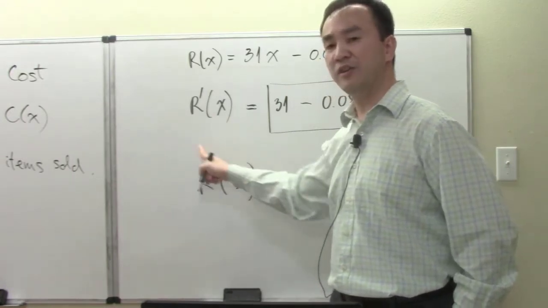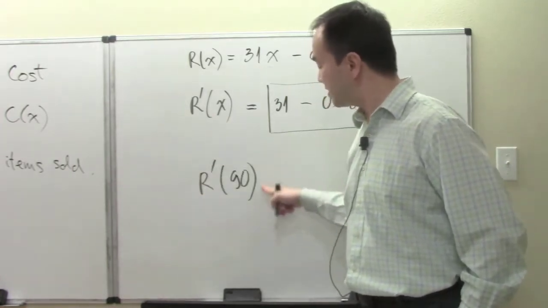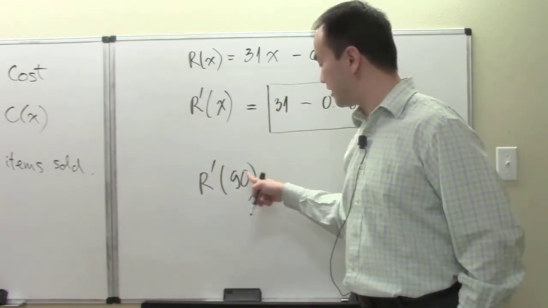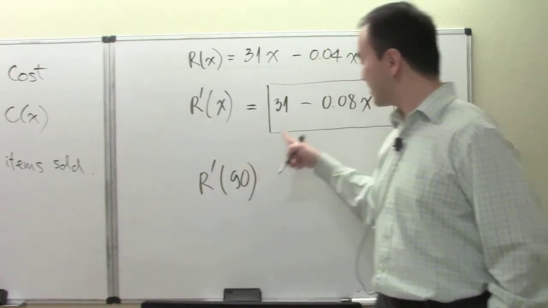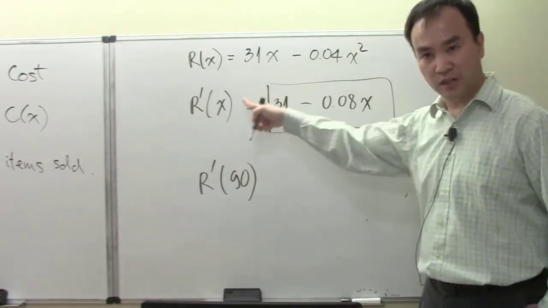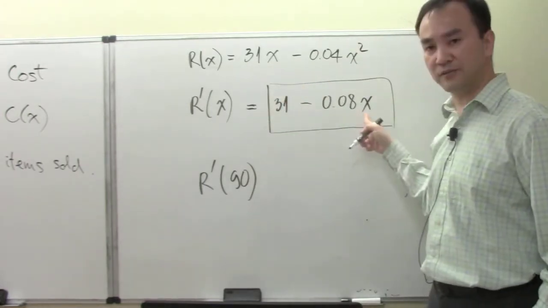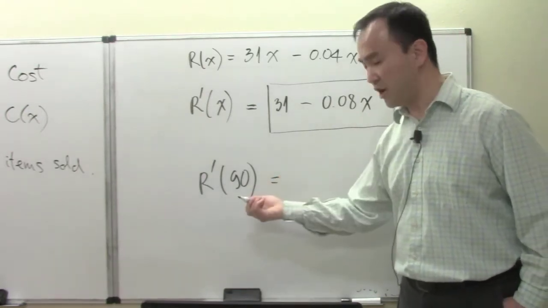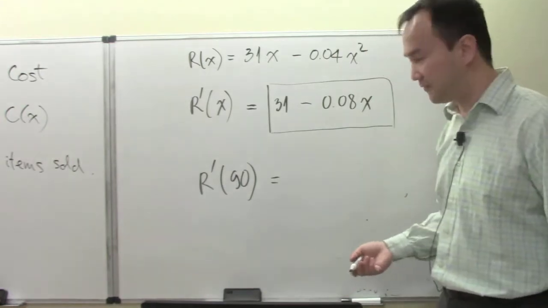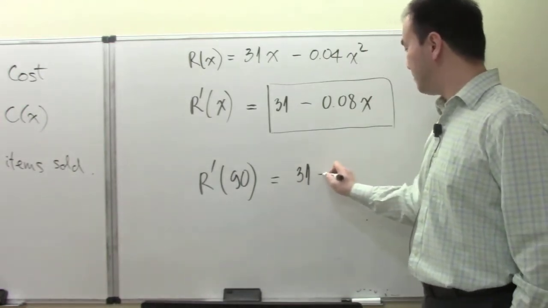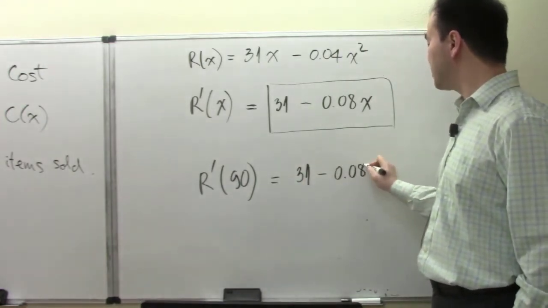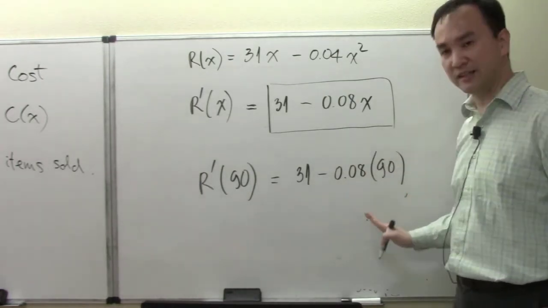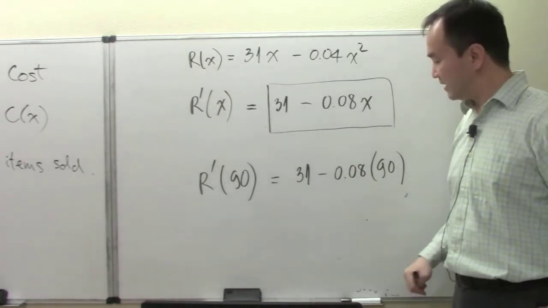That means now we just simply know, according to this symbolic expression right here, we're just simply going to substitute 90 into our previously found derivative function as a function dependent on x. And so there we go, another question that's easy for us to find an answer for. 31 minus 0.08 times 90. That's as simple as it can be. Nothing more complicated than that.